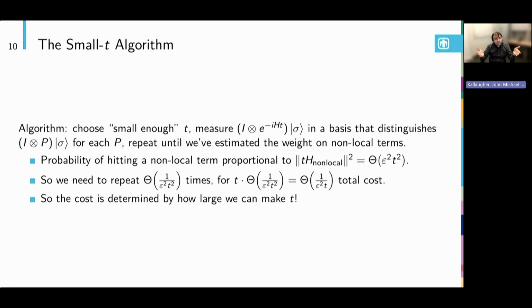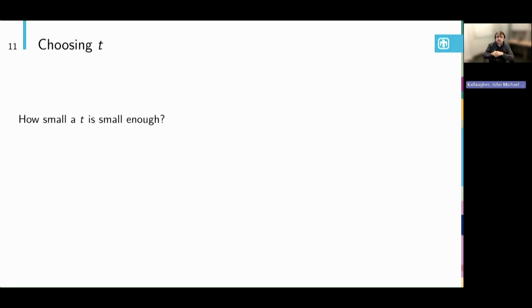And what that tells you then is that the cost is actually determined by how large you can make t. The larger that you can make t, the smaller the total cost of the algorithm. So how large can you actually get away with making t? Or put it another way, how small a t is small enough for this first order approximation of the complex exponential to hold well enough for our purposes?